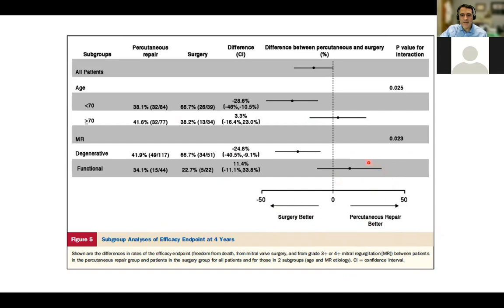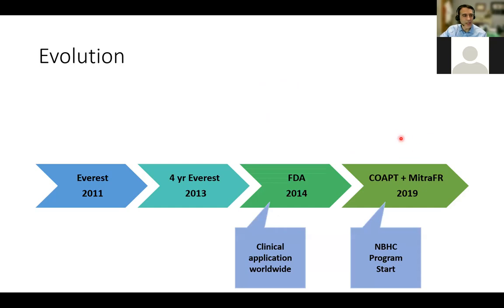There was a sense that in functional or secondary mitral insufficiency perhaps percutaneous repair might be better, while for degenerative or structural or primary, perhaps surgery was better. But also an age difference, where older patients may do better with percutaneous intervention versus younger patients who might do better with surgery. So these are some of the tidbits learned from the EVEREST II trial, which was a landmark trial to make the therapy actually used in clinical practice. And this is what the landscape essentially looks like overall.